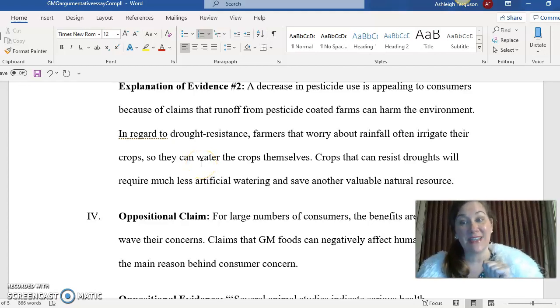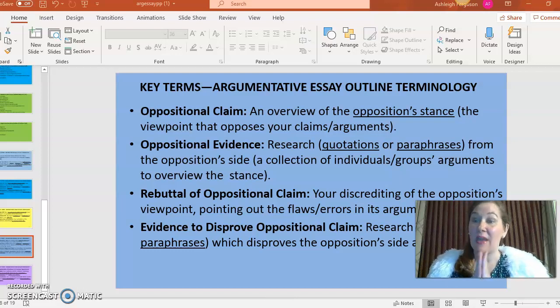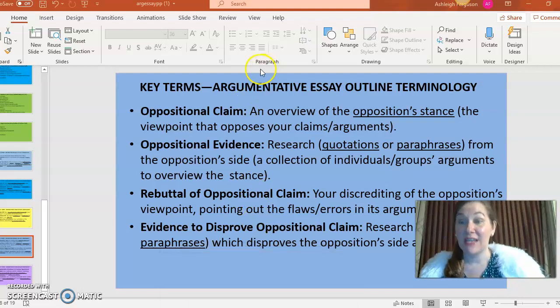Now, he can't finish his essay here. He has to be an ethical arguer and overview the other side's stance. This is the oppositional viewpoint. In this case, it would be those that disagree with genetically modified foods. And we're going to talk about that in just a moment. Now, sadly, I think this particular section of students' essays can be somewhat confusing to them. But again, just make sure that you understand. You are going to overview collectively what the other side's stance is.